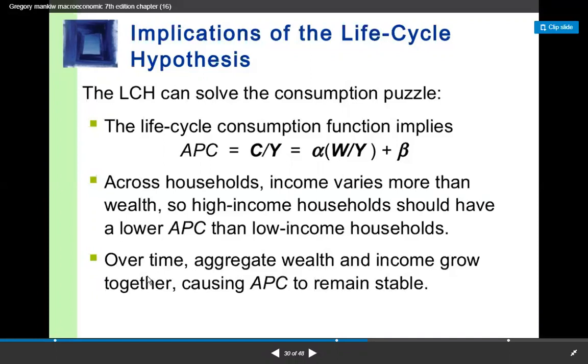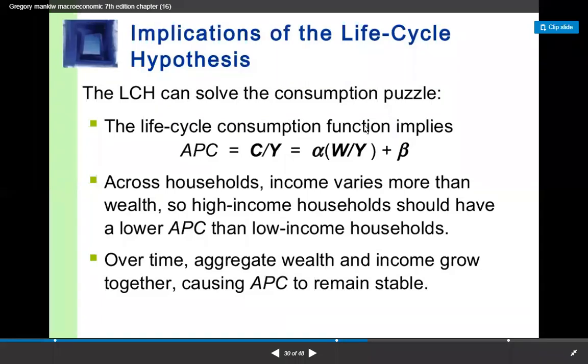Second outcome: over the time, aggregate wealth and income grow together. We find increments in wealth also in the form of some gifts and some other benefits. We find that part of wealth. Aggregate wealth and income grow together, both grow together, causing APC to remain stable.